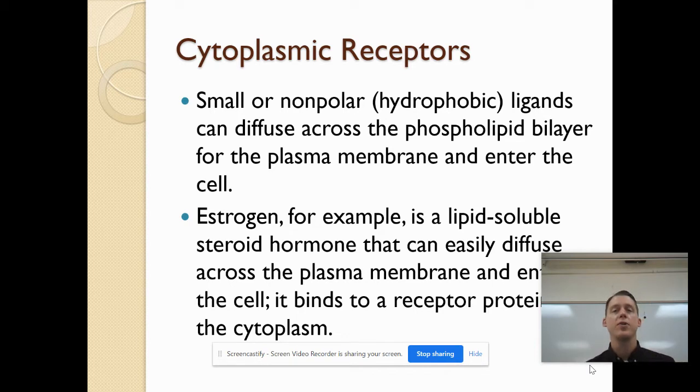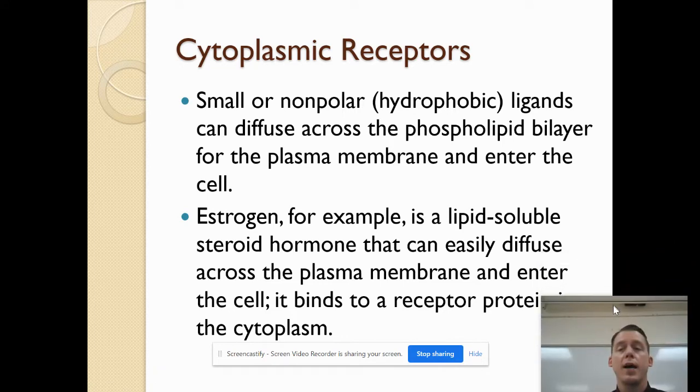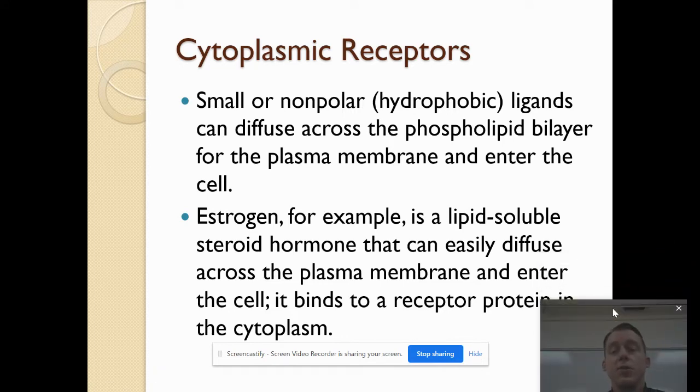Now, if you remember yesterday, there were two types of receptors. Hopefully you remember there were membrane receptors and cytoplasmic receptors. We're going to talk about the cytoplasmic receptors first. Things that are small or hydrophobic. So ligands that are small or hydrophobic, they can diffuse across the bilayer through that plasma membrane, and they can enter the cell on their own. So things that are small or nonpolar are going to use cytoplasmic receptors.